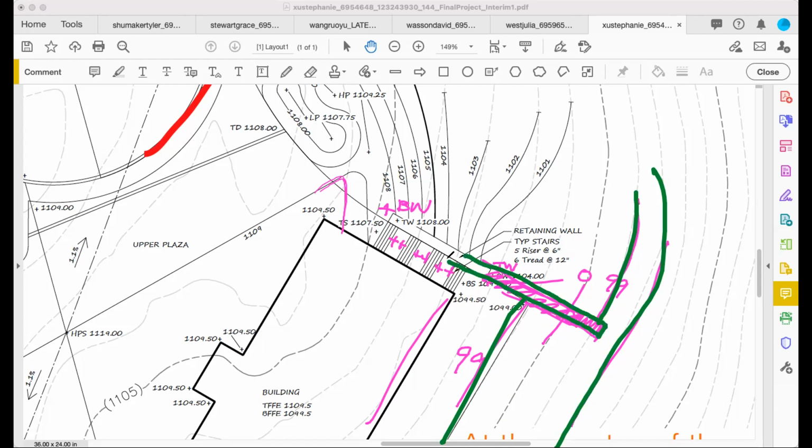So based on that, you can actually do this. You don't have to create that little swale here. All right. I think that's it for now.